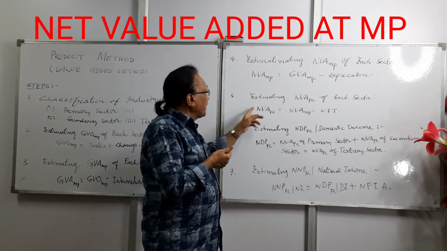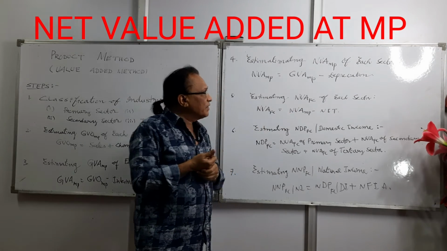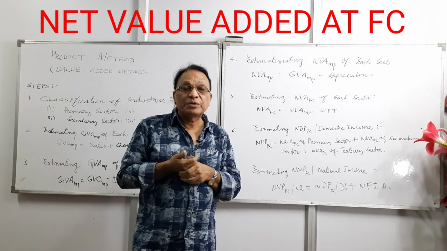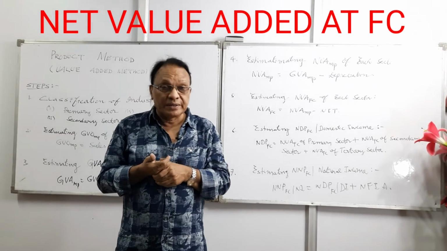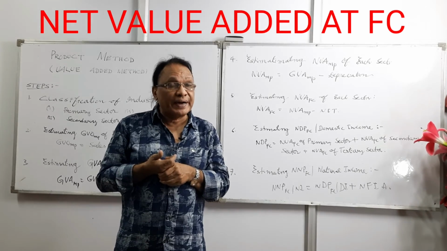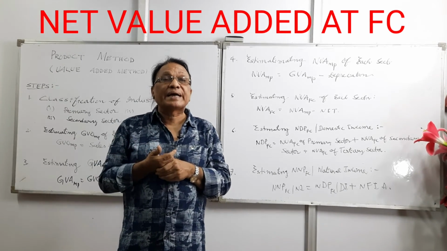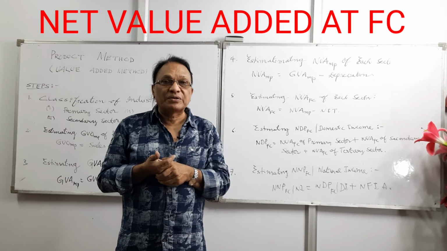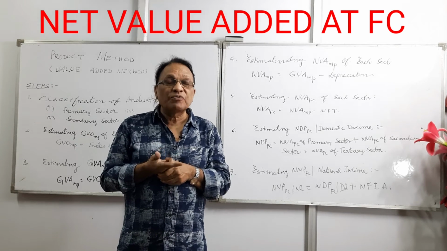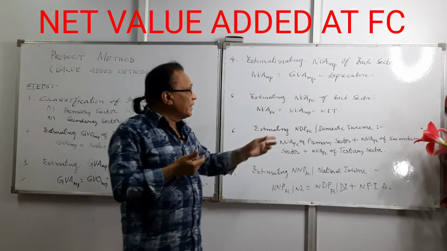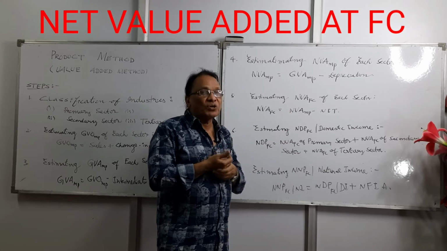The fifth step, estimating net value added at factor cost of each sector. How do you get net value added at factor cost? Recollect what I gave you earlier. From market price, if you subtract net indirect taxes, that is indirect taxes minus subsidies, you get factor cost. From net value at market price, by subtracting NIT, net indirect taxes, we get net value added at factor cost.